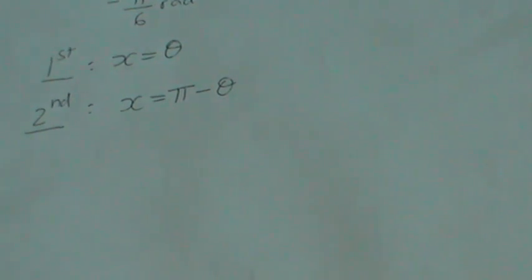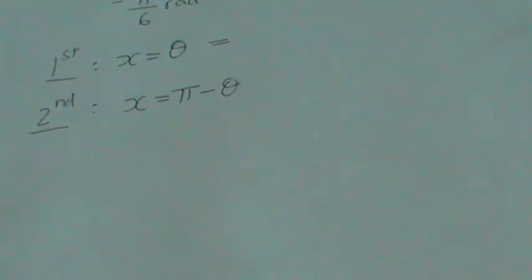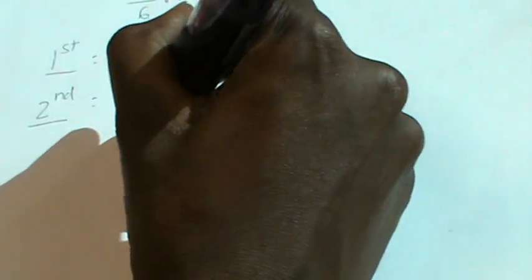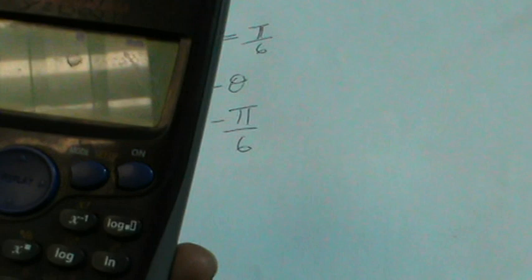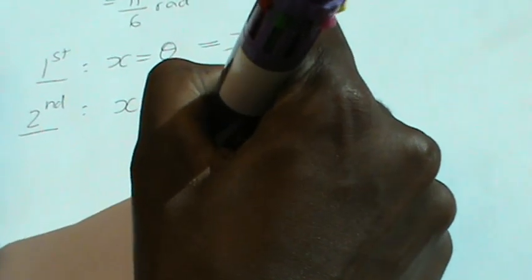In the first quadrant, x is equal to theta. In the second quadrant, x is equal to pi minus theta. In the third quadrant, x is equal to pi plus theta. And in the fourth quadrant, x is equal to 2 pi minus theta. But I'm only interested in the first and the second quadrant, where sine is positive. So if x is equal to theta, it means that x is equal to pi over 6. And if x is equal to pi minus theta, then it's pi minus pi over 6, which we can do on our calculators, and hope you can see that it is 5 pi over 6.